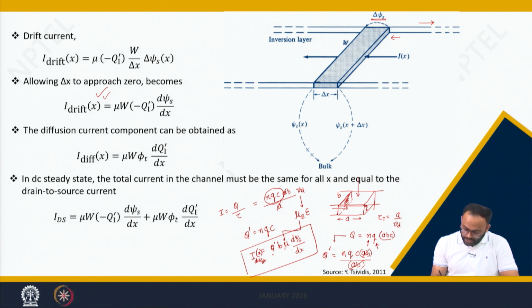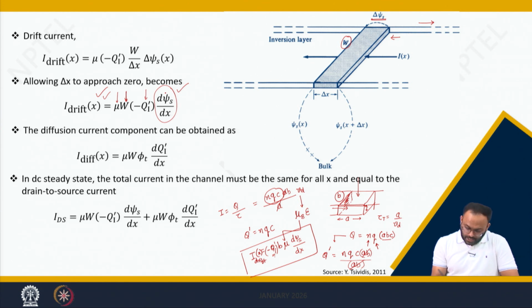Here we should take care that the charge is the inversion charge, which is negative, and hence we get this equation as mu into W, because in this analysis W is our width. In the earlier analysis B was the width, so we just replace the parameter B by W. Q dash is replaced by Qi dash because we are talking about the inversion layer, and the electric field can be written as d psi by dx.